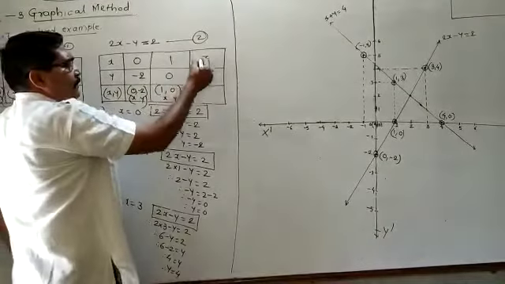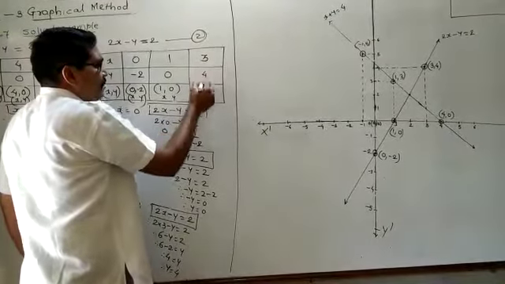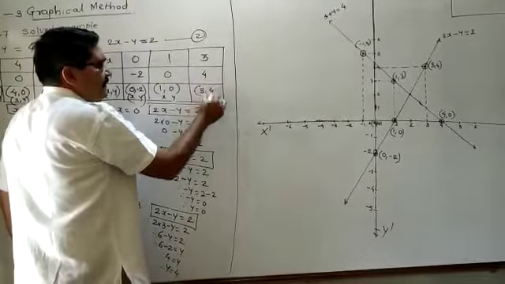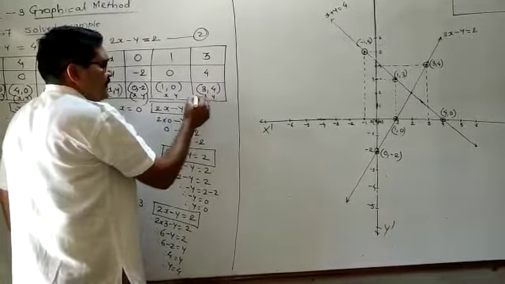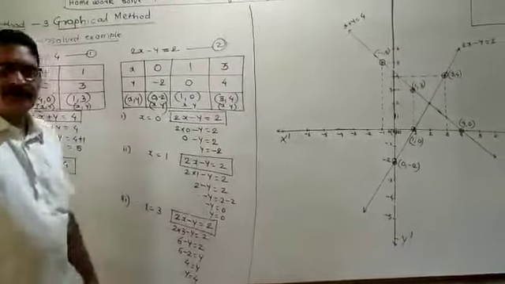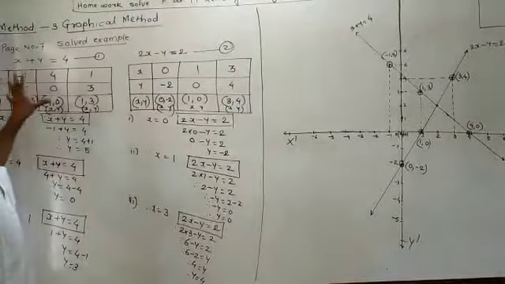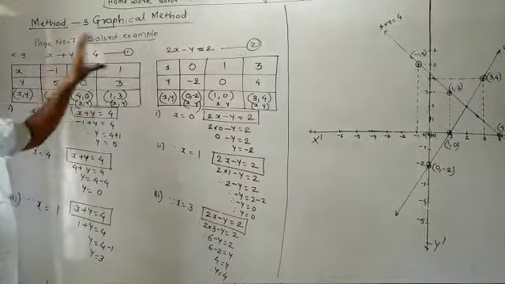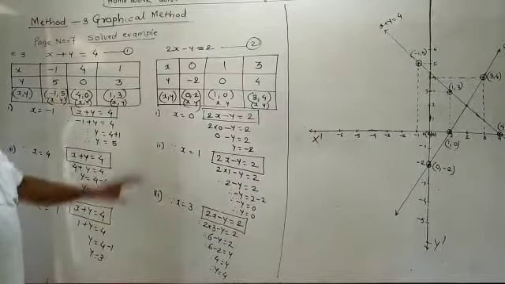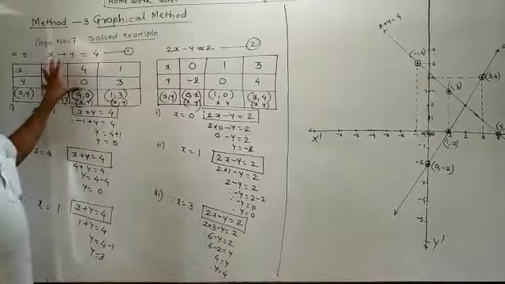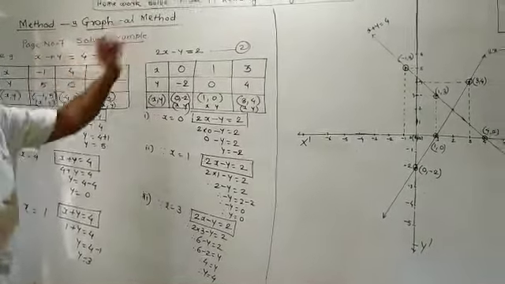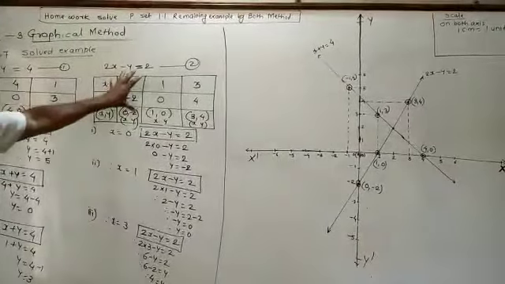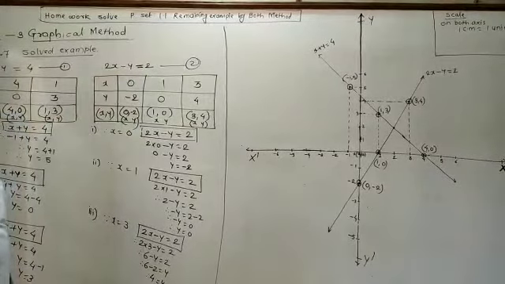Means for the value of x is equal to 3, y is equal to 4 will come. These coordinates will be 3, 4. This is the x coordinate and this one is the y coordinate. In this way you have to find out minimum 3 points of one equation and 3 points of the other equation. And you have to plot the graph of this line on the Cartesian coordinate system, and the graph of this line also you have to plot on the Cartesian coordinate system.